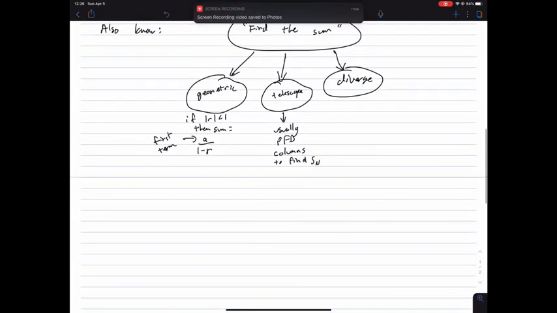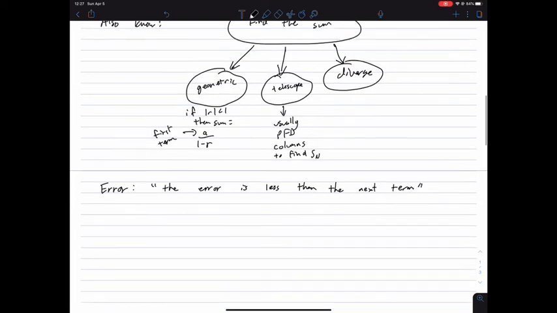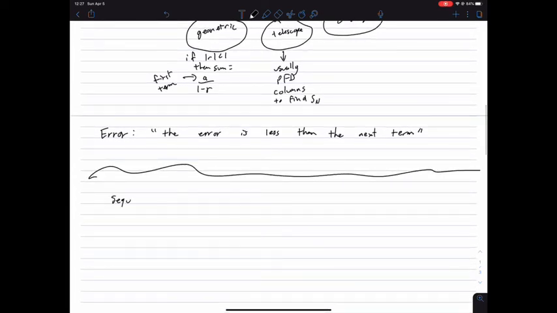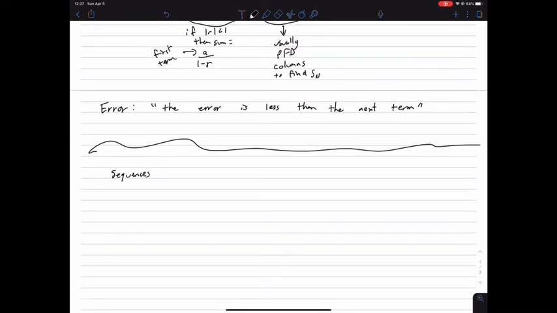And another thing we've talked about is if it asks for anything about the error, we have kind of two main kinds of error questions. You should just remember this sentence: the error is less than the next term. And then look at that lecture for examples of the two things that we could have. And there's also going to be one on the review. And then other than that, all of these things aside, we also have sequences. So we talked about sequences for this chapter. To find the limit, you take the limit.